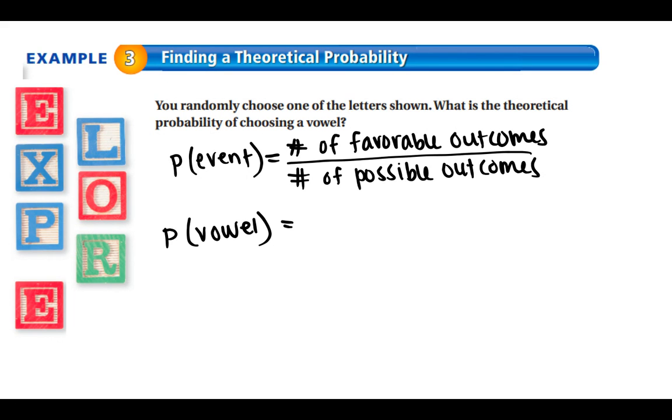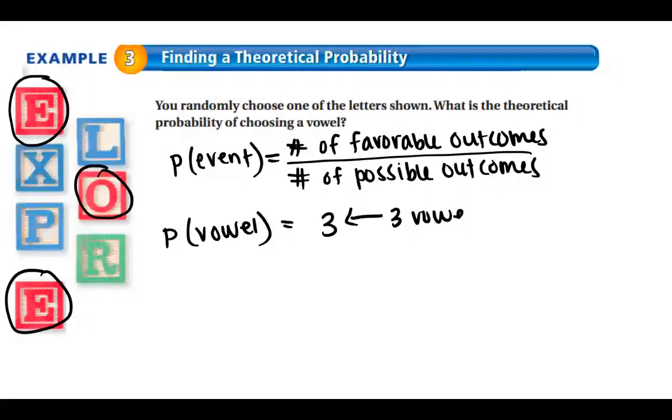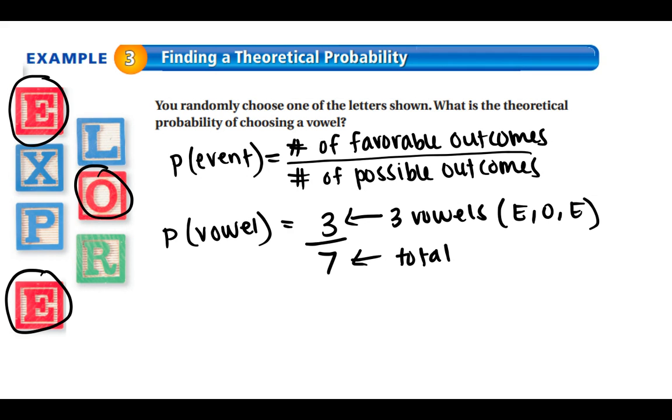First we need to know what a vowel is. Well, I know that E is a vowel. I know that O is a vowel. Then again, E is a vowel. So I know that there are 3 favorable outcomes, because there are 3 vowels, and our 3 vowels are E, O, and E. Over how many possible outcomes are there? We just need to count up how many letters there are: 1, 2, 3, 4, 5, 6, 7. So I'm going to write 7 in the denominator because there's a total of 7 letters. So the theoretical probability of choosing a vowel is 3 over 7.